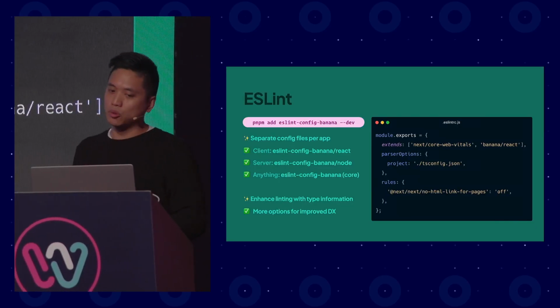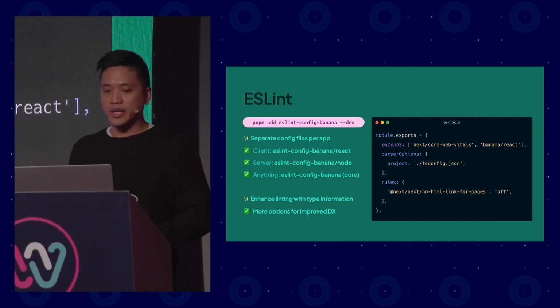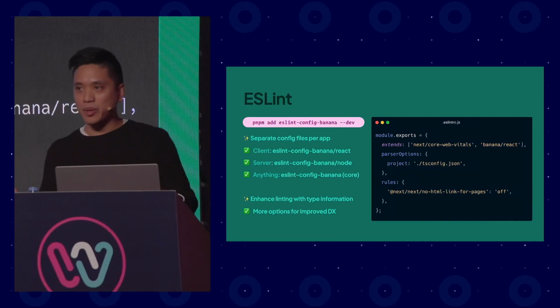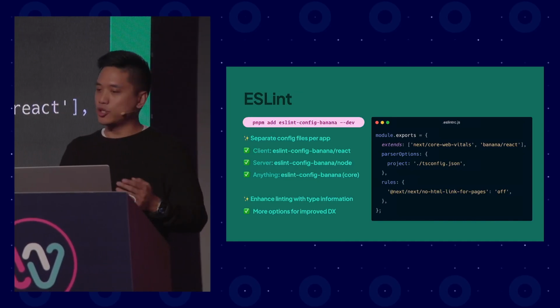So here's a quick linting rule that I like to use, which is called ESLint config banana. With this, you'll get most of my opinionated, auto-fixable stuff, batteries included, but feel free to check it out. It's open source.